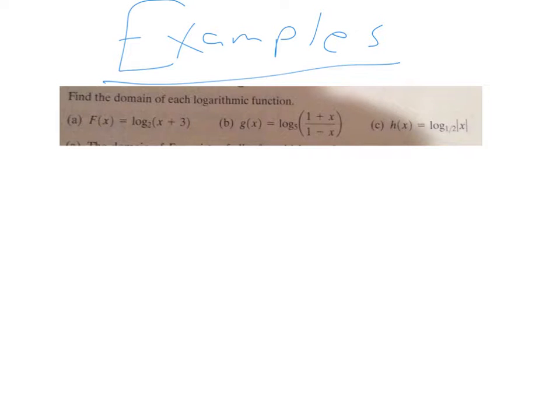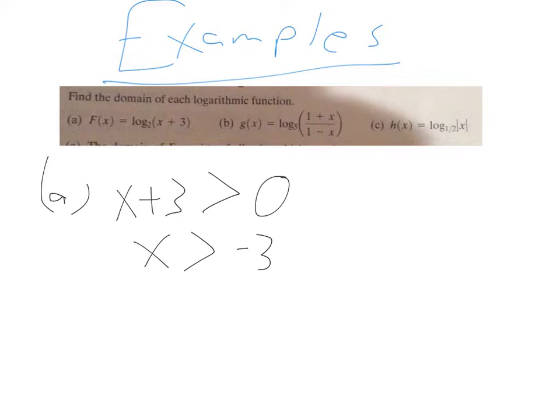Part A says f of x equals log base 2 of x plus 3. It says the domain is the set of all positive numbers, meaning the input, which in this case is, instead of x, our input is x plus 3, that's greater than 0. Which means our domain would actually be all the x values greater than negative 3. If you want to write this in interval notation, it'd be all the values from negative 3 to infinity. That's what it means by domain. It's just whatever you have for the input of the logarithm, it has to be positive.